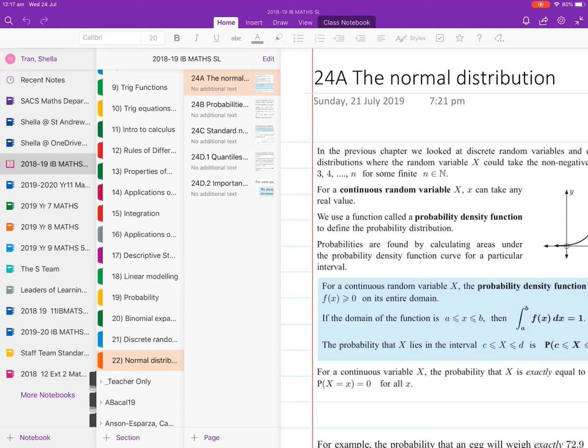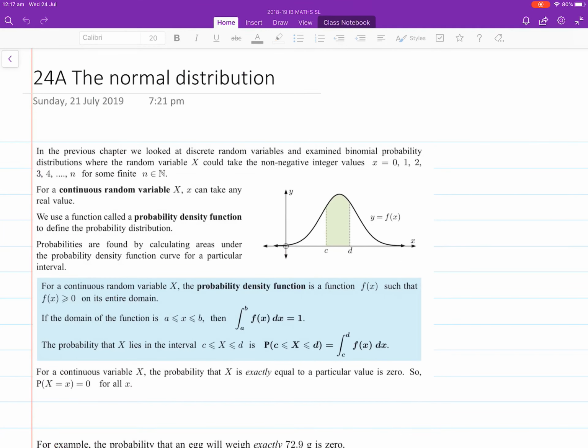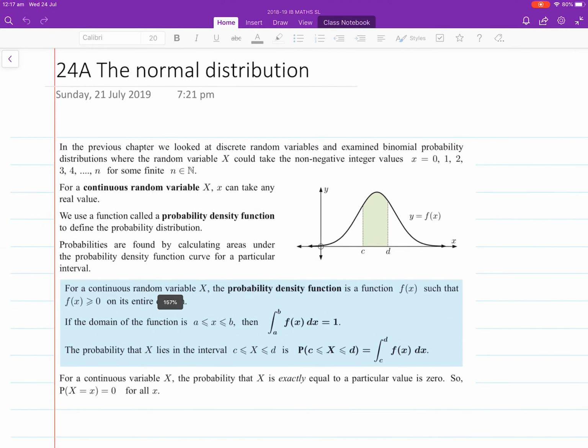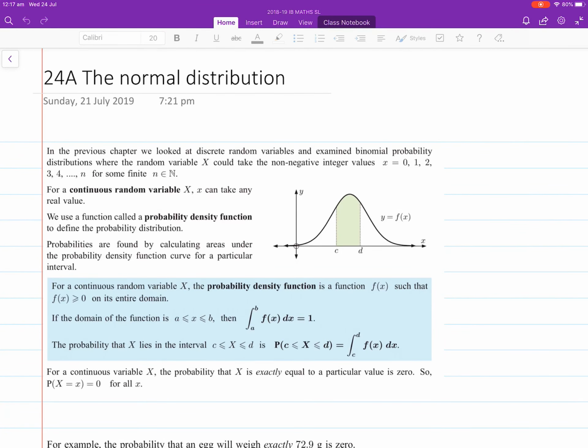So in your OneNote, it is under tab 22, normal distribution. And we're starting with chapter 24 in your textbook, and we're going to start with 24A, which is the normal distribution. So let's just have a look. Let's go through some of the theory together, and we'll do one or two examples.